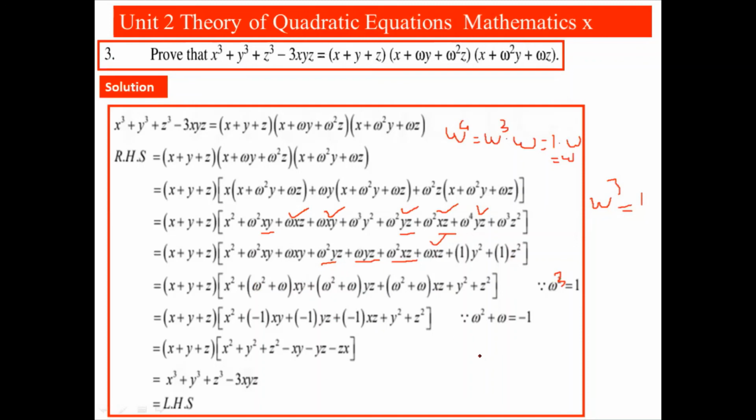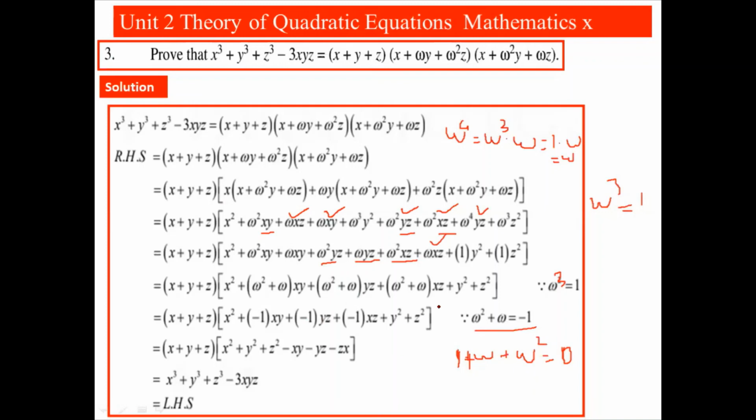As we know, this is the property of cube root of unity: 1 plus omega plus omega square is equal to 0. When we have to find the value of omega plus omega square, we have to shift the 1 to the right hand side, so that we can write omega plus omega square is equal to minus 1. So omega square plus omega can be written as minus 1.